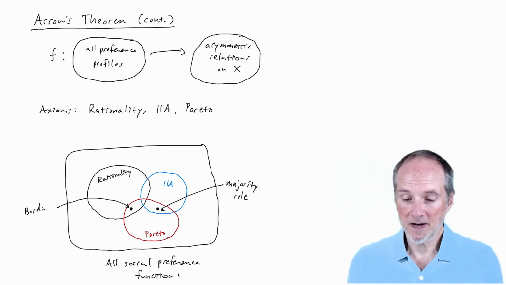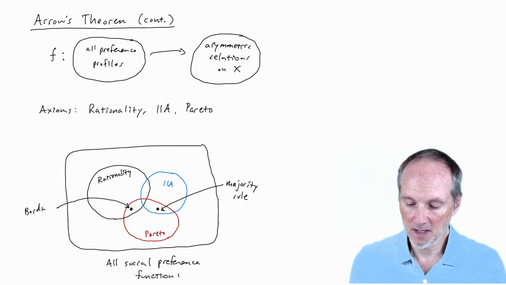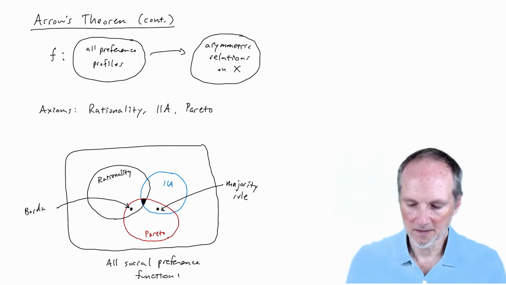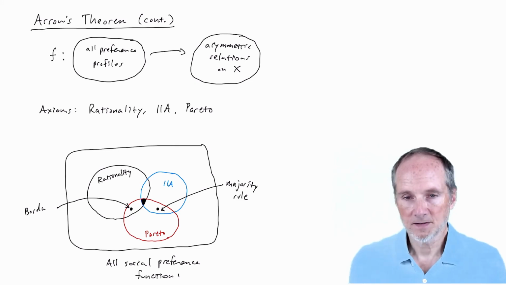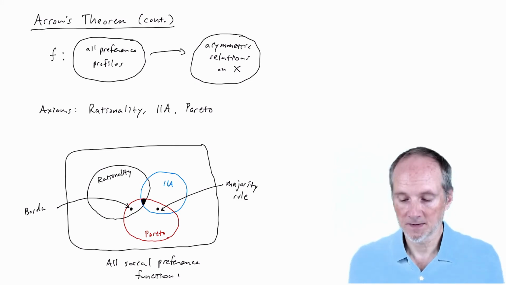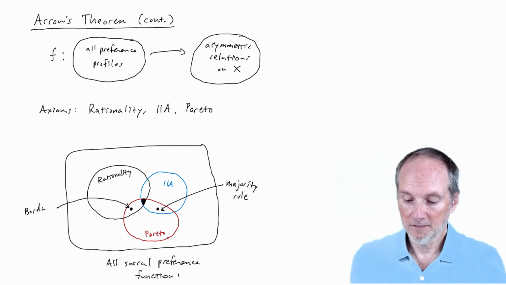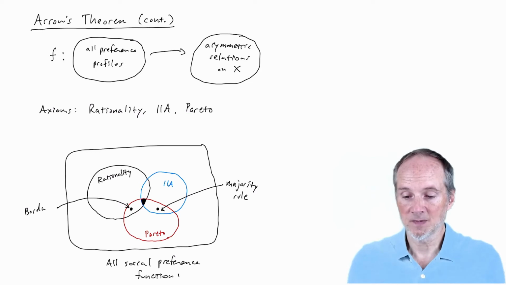What we want to do is find the social preference functions that satisfy all three axioms at the same time. So we want to understand what are the social preference functions in this intersection of all three of the blobs. Okay, that's what Arrow's theorem tells us. It tells us which social preference functions are in there. What we're going to find is, if you just impose one or two of the axioms, there's plenty of social preference functions that satisfy them.